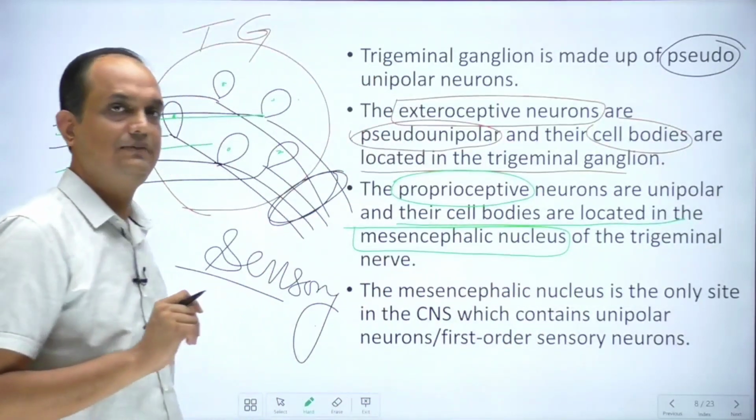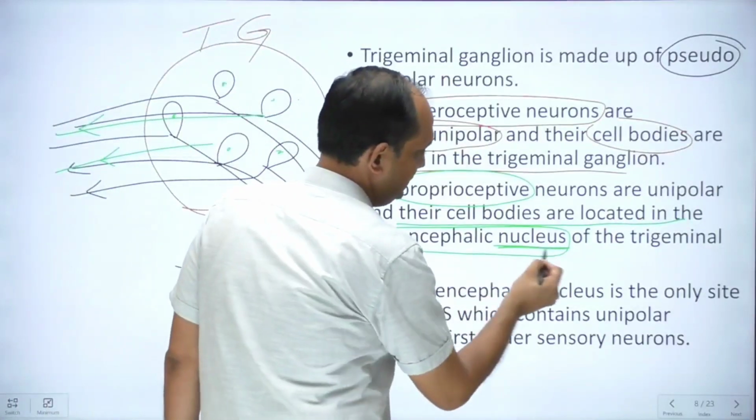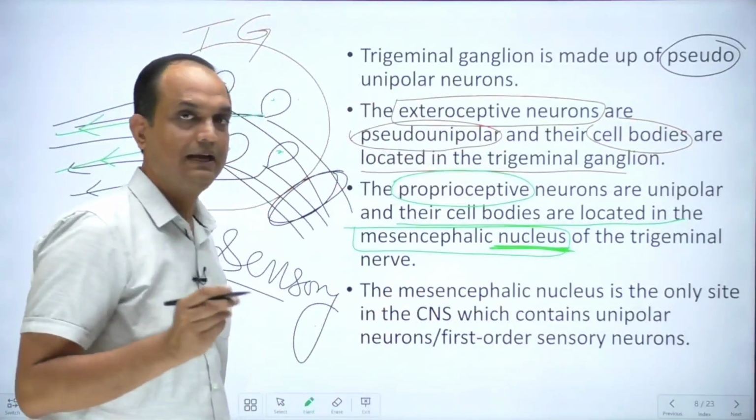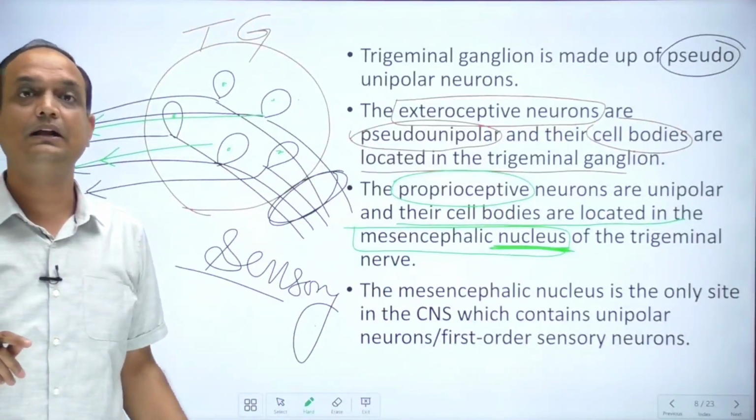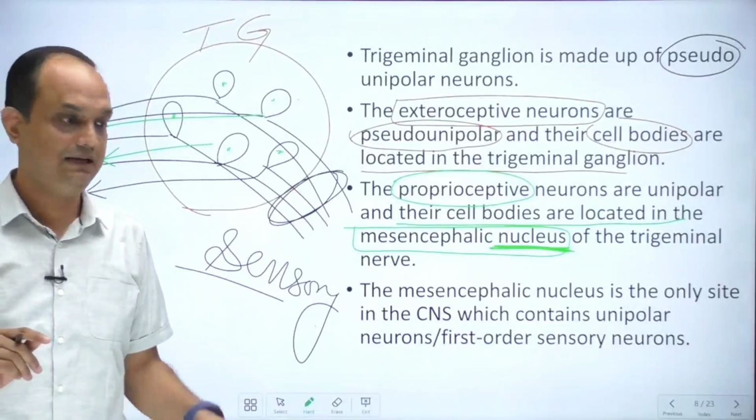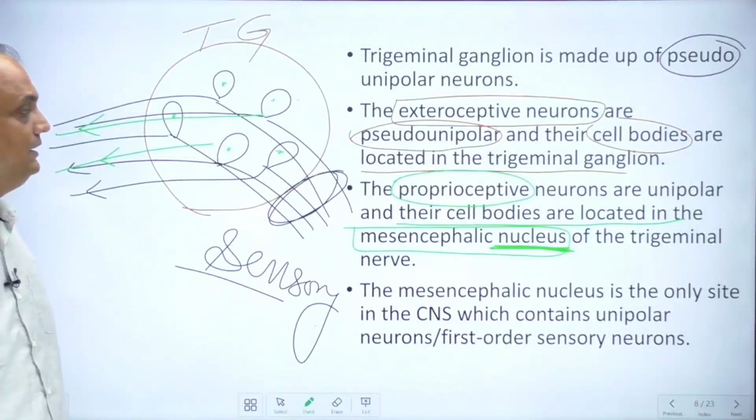Now what is the mesencephalic nucleus? This is not a ganglia. Here we are using the word nucleus. Nucleus means again a collection of neurons, but it is inside the central nervous system.